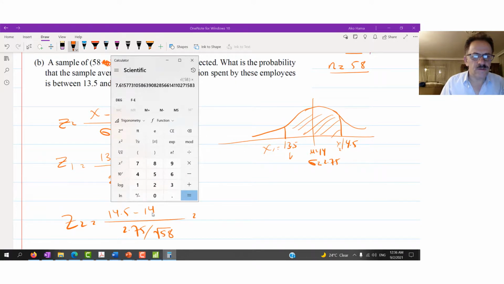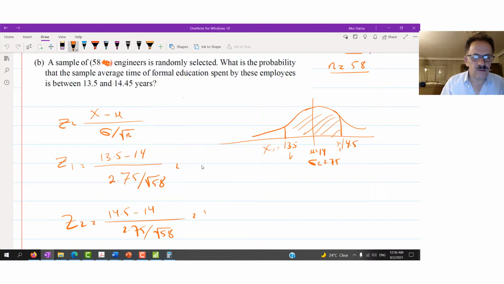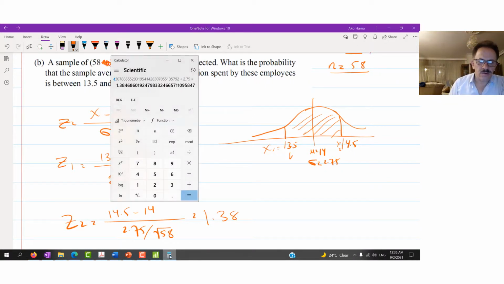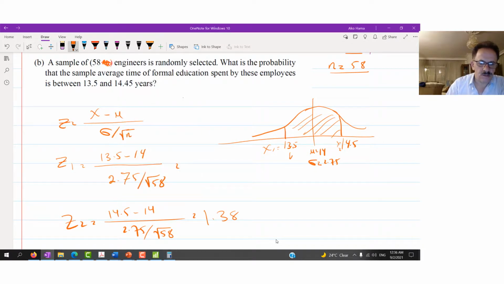The square root of 58 is about 7.6, times 0.5, that is 3.8, and then divided by 2.75, then it will be equal to 1.38. And here it is the same, but in minus, so there will be 0.5 or minus 1.38.